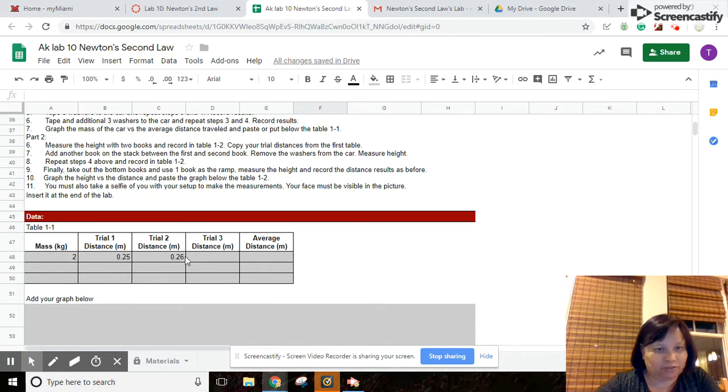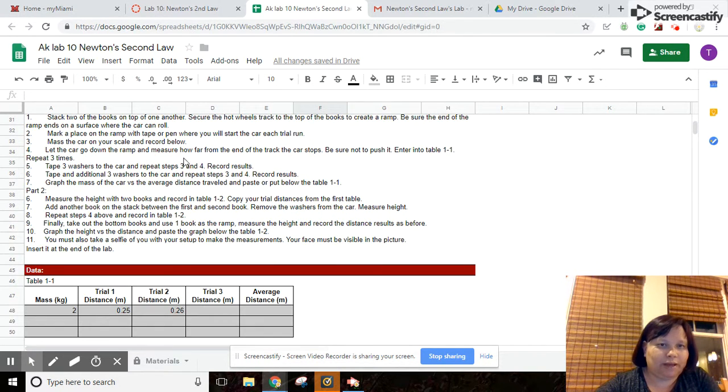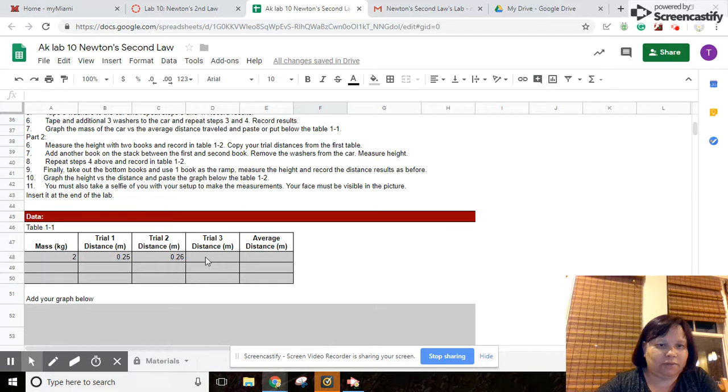Now, this data here is completely wrong. I just made it up. I put it in here and made it up. So you set up the lab as told, and then you repeat the measurements 3 different times for that given mass. And then you're going to be increasing the mass by adding washers to the car, which is going to change the distances.